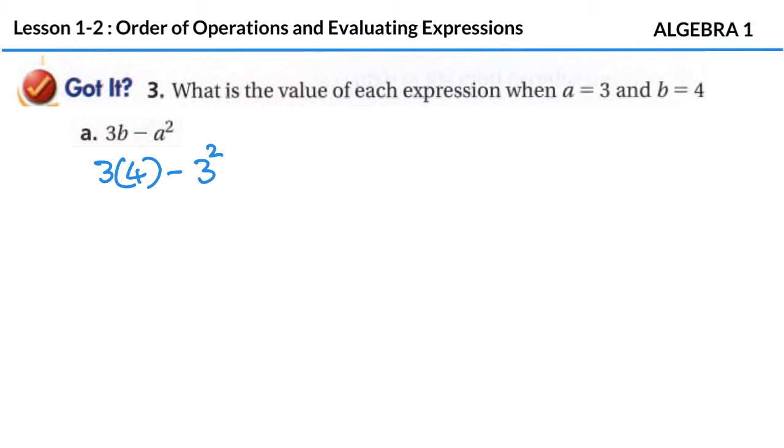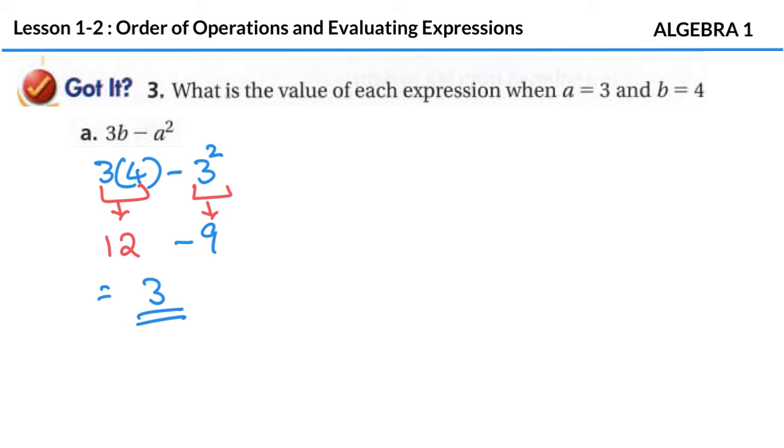Now let's move on. Which one will we do first? Of course, the exponent, the power. So 3 squared is 9. So 9 minus, then we can do this, 4 times 3, which is 12. Now 12 minus 9 is 3. So the value of this expression is 3.